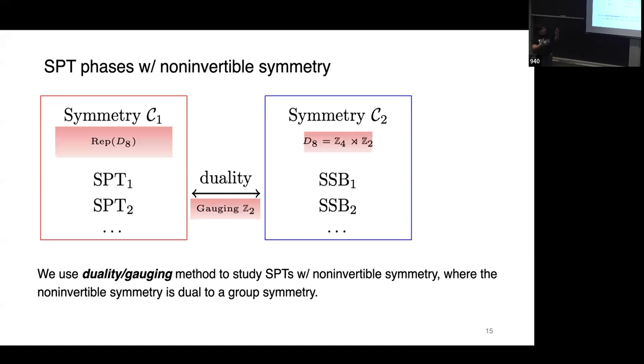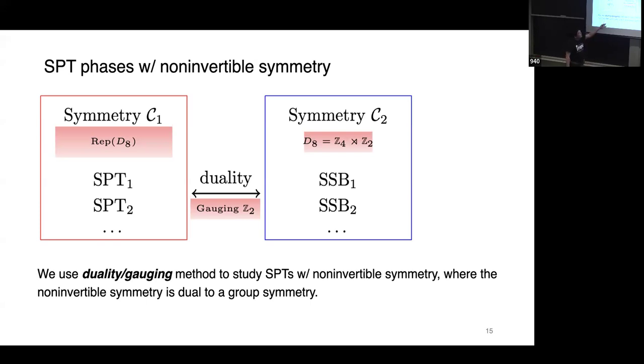And so the whole picture is like this. There are some duality transformations between a symmetry C1 and the symmetry C2, for example, the Rep D8 and D8. And then the duality is gauging the two symmetries. Actually, you can just understand the whole picture in these examples.